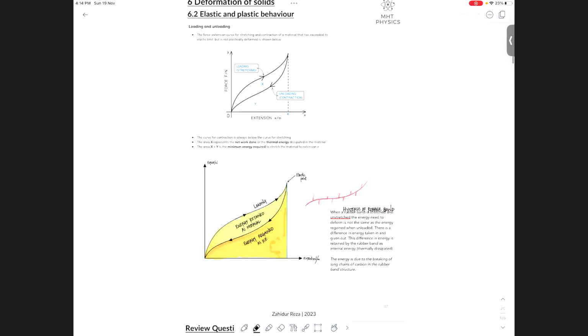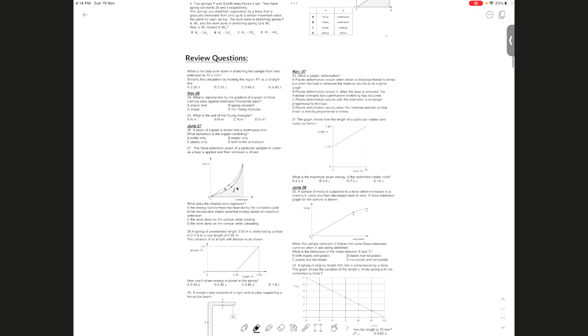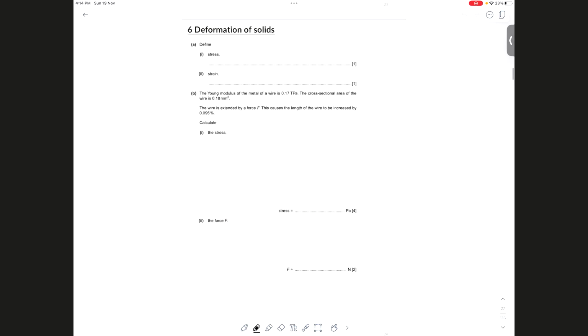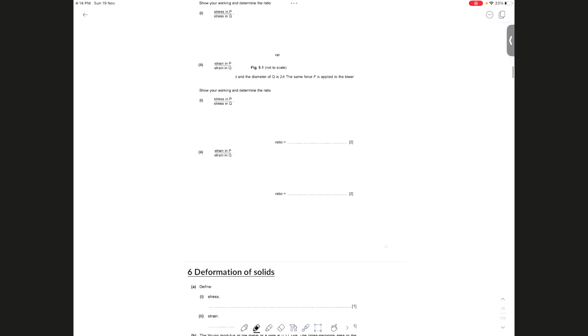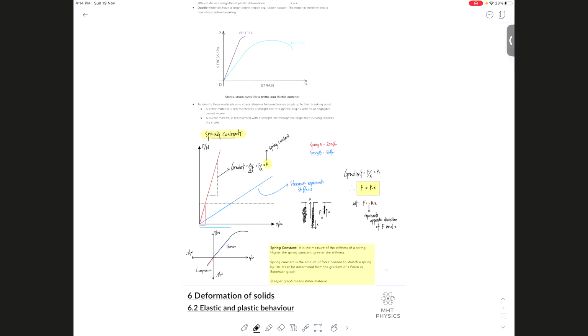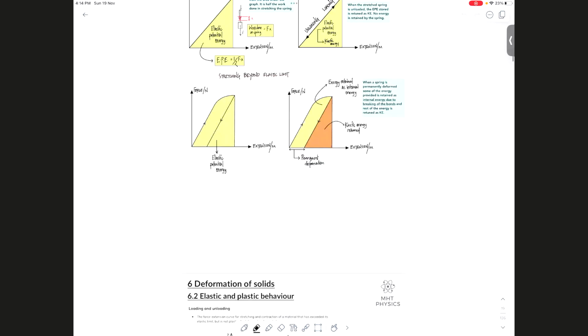Experiment to find the Young modulus of metallic wire. This experiment is about finding Young modulus.